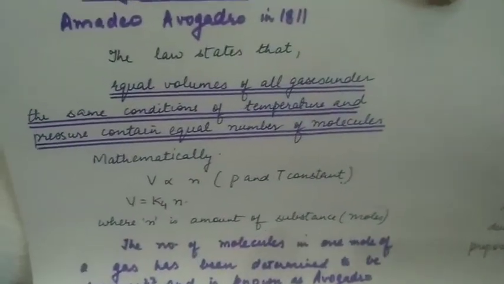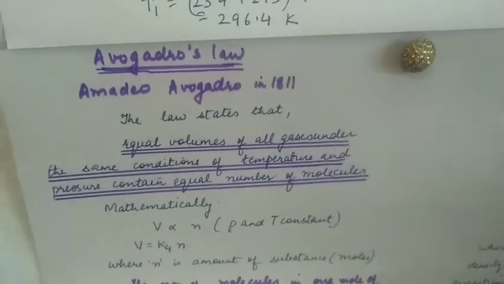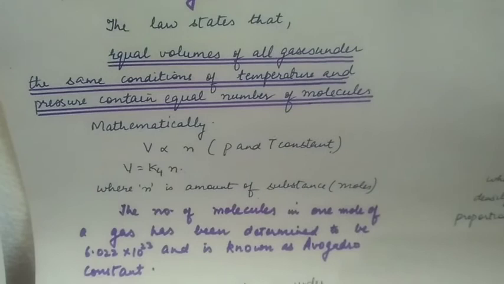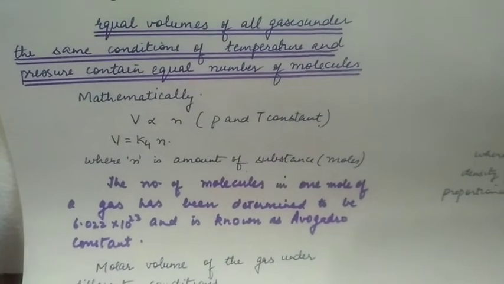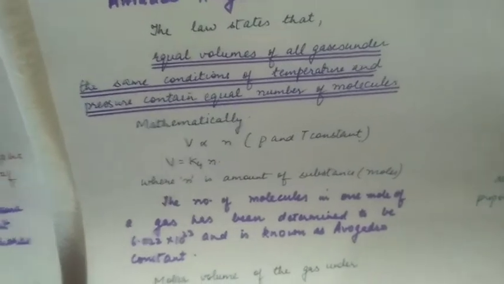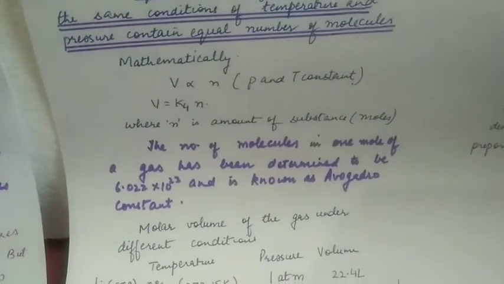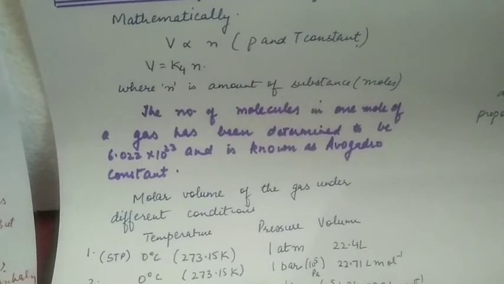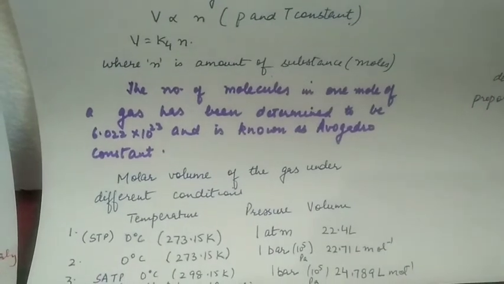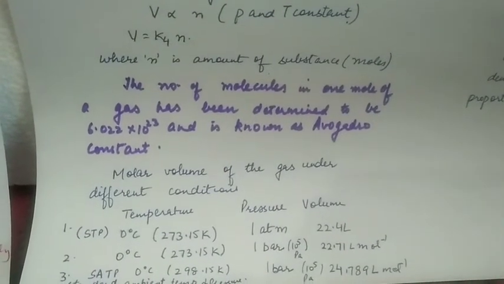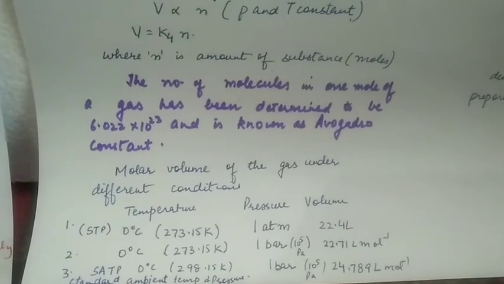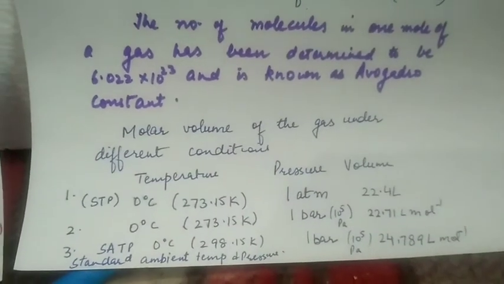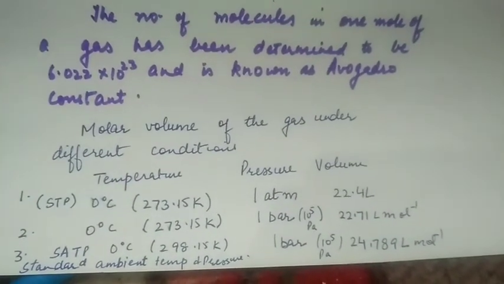Next law is Avogadro's law. It was given by Avogadro in 1811. The law states that equal volume of all gases under same conditions of temperature and pressure contain equal number of molecules. So mathematically, volume is proportional to number of moles when P and T are constant. So to remove the sign of proportionality, we put the constant K4. So n is the amount of substance in moles. So number of molecules in 1 mole of a gas has been determined to be 6.022 into 10 to the power 23 and is known as Avogadro's constant.